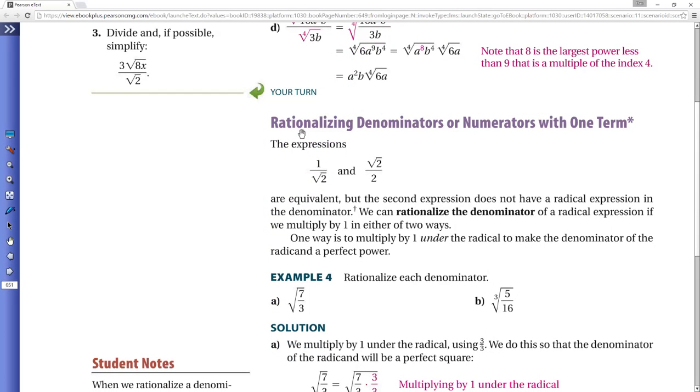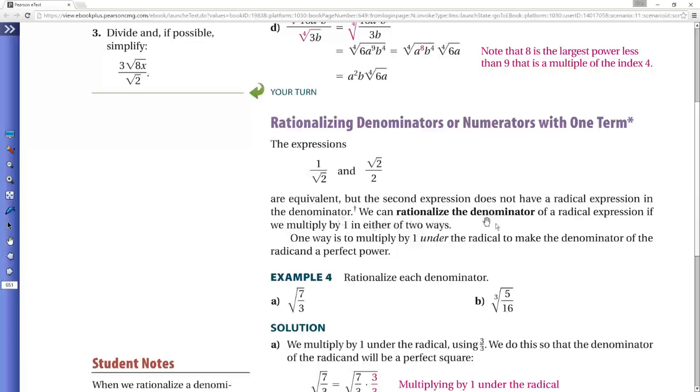Now, sometimes we're going to run into, and usually it's a rule, just like always having simplest form for fractions, when we get into radicals, almost always they get a little mark there that we'll look at in the footnotes in a little bit too. It says rationalizing denominators or numerators with one term. Well, the expression 1 over the square root of 2 and the square root of 2 over 2 are equivalent. But the second expression does not have a radical expression in the denominator.